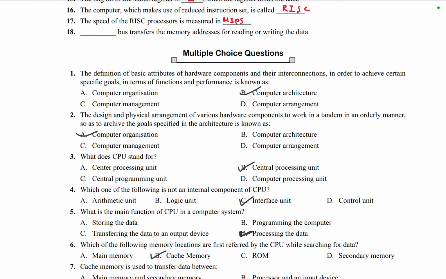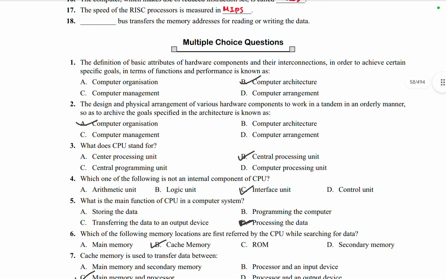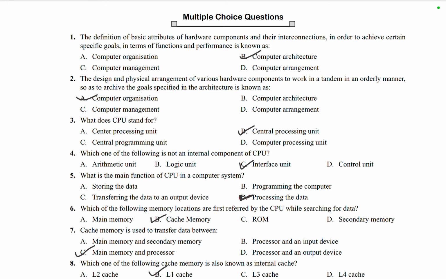Definition of basic attributes of hardware components and their interconnections in order to achieve certain specific goals in terms of functions and performance is known as computer architecture. The design and physical arrangement of various hardware components to work in tandem in an orderly manner so as to achieve the goals specified in the architecture is known as computer organization.